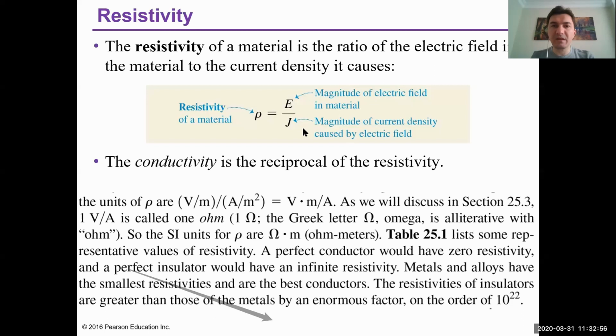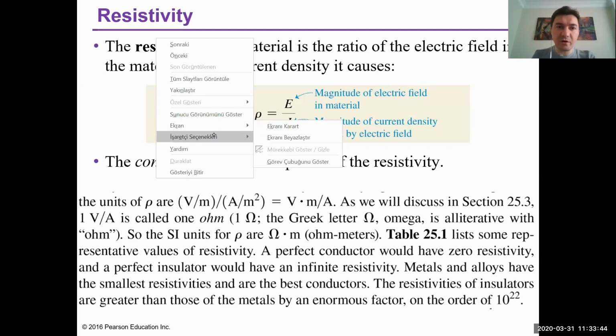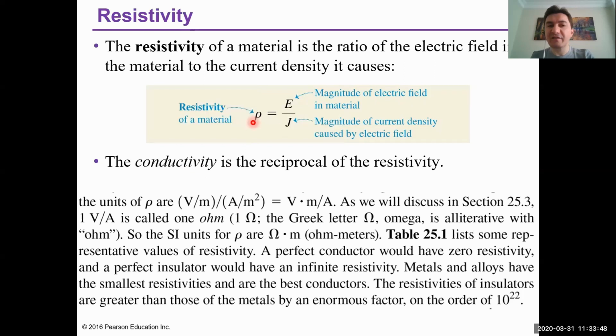But in mathematics, we can consider like this: the resistivity of a material is the ratio of the electric field in the material to the current density it causes. This was the magnitude of the electric field in the material. This is the magnitude of current density caused by the electric field. This is the resistivity of a material, electric field over current density. This is resistivity, and there is another term, conductivity. The conductivity is the reciprocal of the resistivity. So if the resistivity is high, then the conductivity is low. If the resistivity is low, then the conductivity is high. You can consider like this.